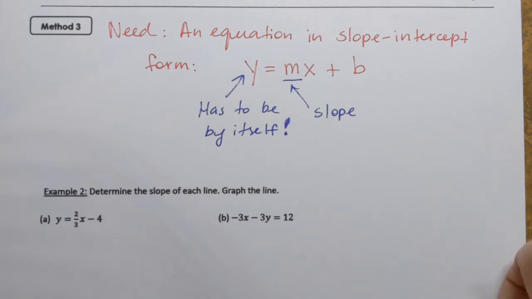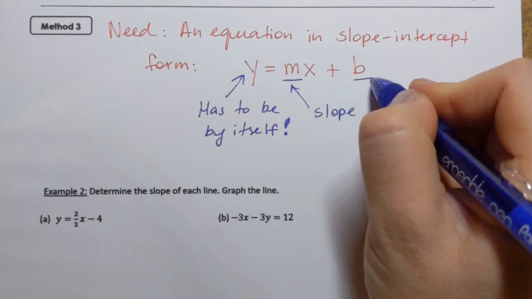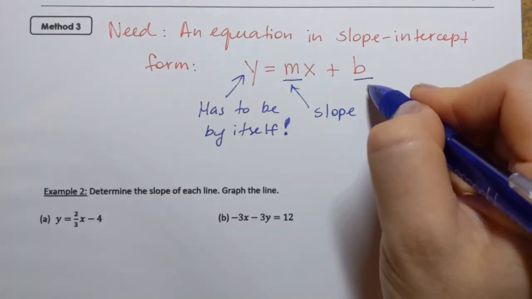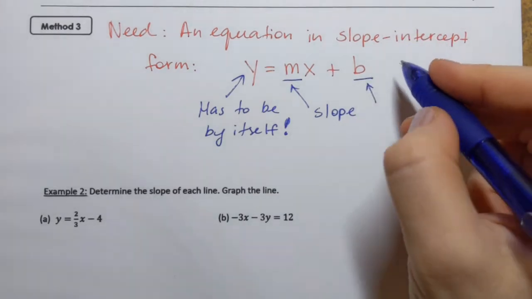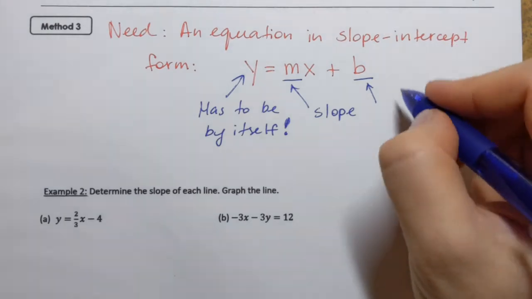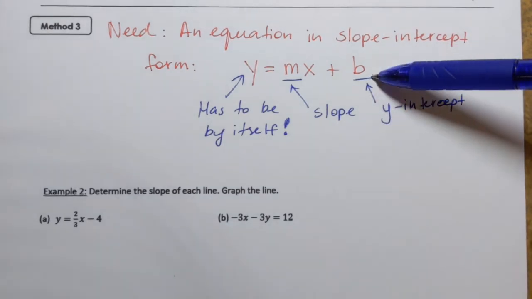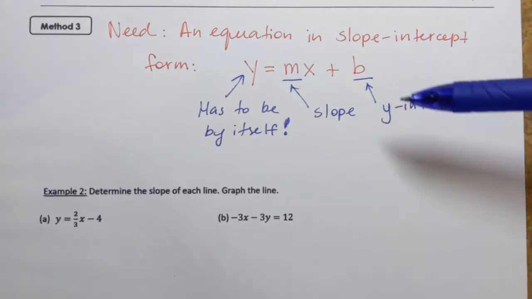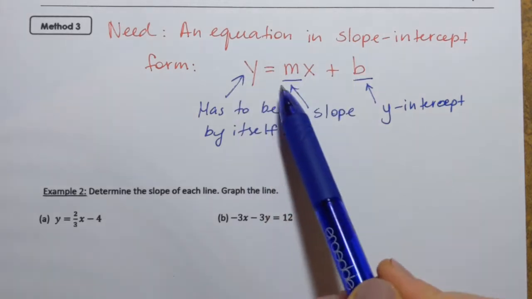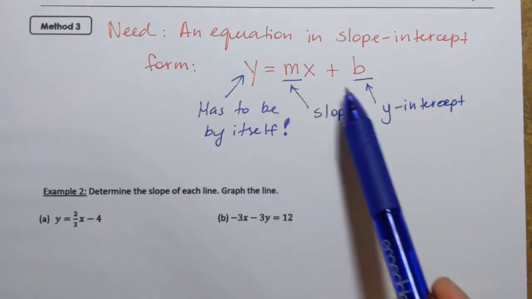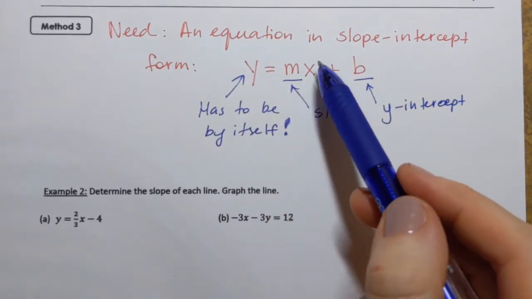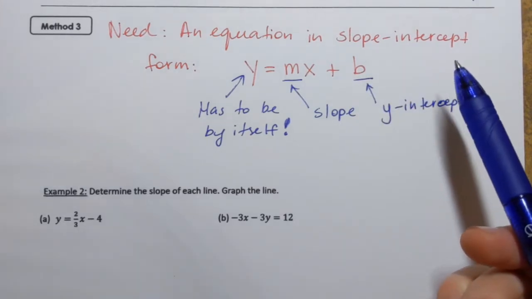And we get one more special number for free, and that is b. That is the y-intercept of that line. The y-intercept tells us where our graph crosses the y-axis. Because this type of equation gives us both slope and y-intercept, it has this name, slope-intercept form.